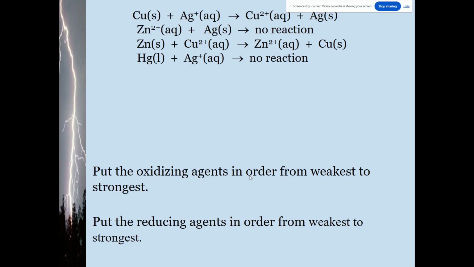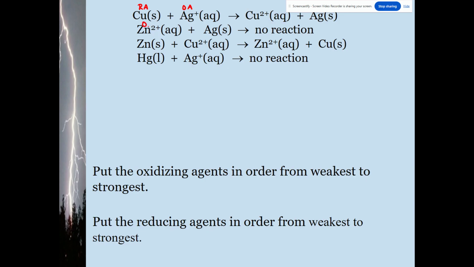The first thing you want to do again is identify which form of the elements are the OAs and which are the RAs. So again, the more positive or the higher oxidation number. Here my silver's oxidation number is 1, silver ion, and here my copper metal is 0. So the higher charge is the oxidizing agent, the lower charge is the reducing agent. Remember, your oxidizing and reducing agents will always be the reactants, not the products.